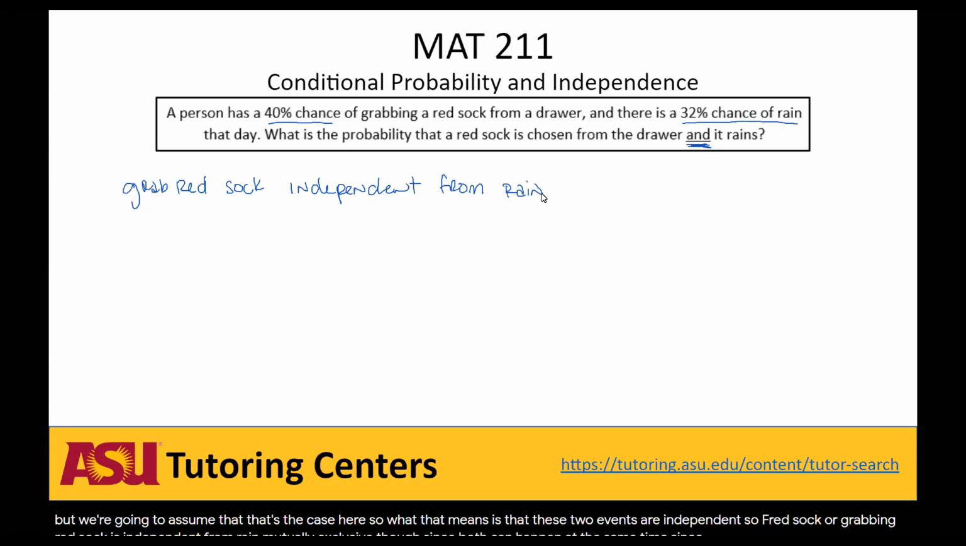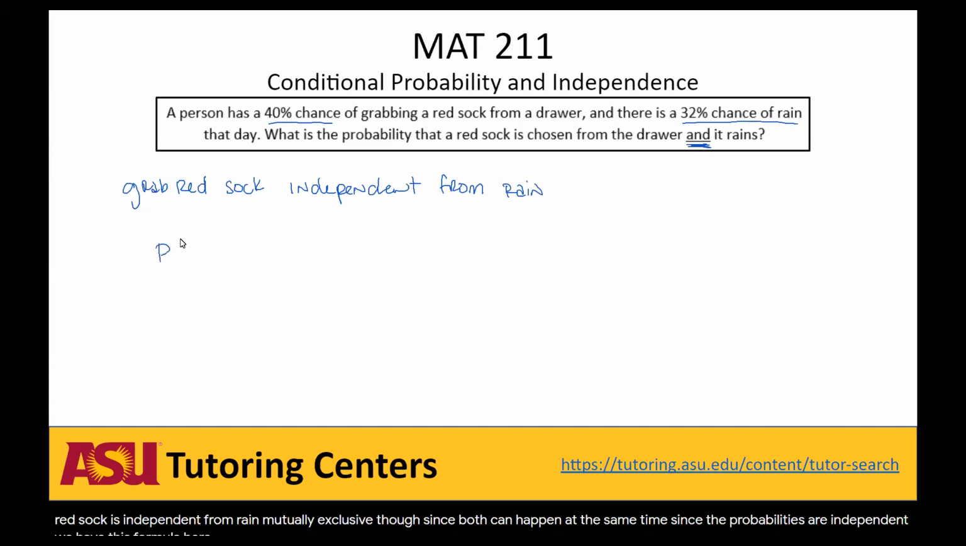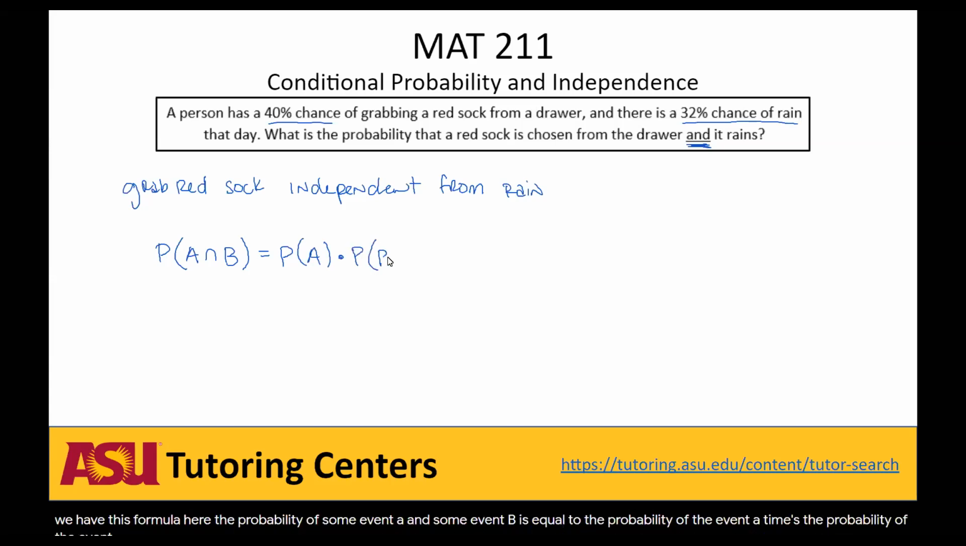So since the events are independent, we have this formula here. The probability of some event A and some event B is equal to the probability of the event A times the probability of the event B. And as I said, this is when events A and B are independent.